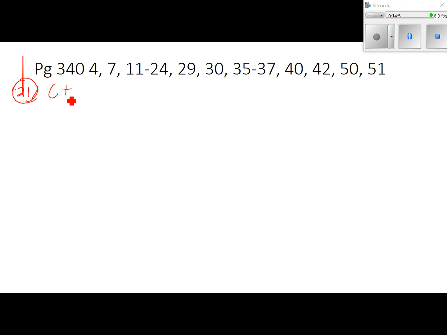So 6 plus 7 should be greater than 11. And that's true, 6 plus 7 is 13. Then we do 6 plus 11, and that should be greater than 7, and that works. And then we can do 7 plus 11, and that should be greater than 6, and that works. So yes, those three can be a triangle.